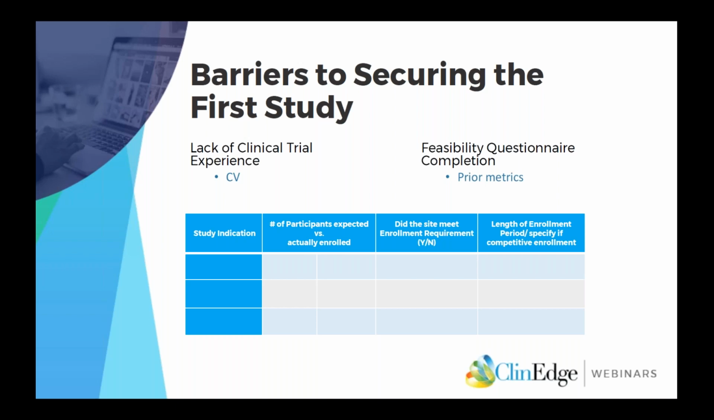The second would be just feasibility questionnaire completion as a whole. Number one issue you're going to run into here is this prior metrics question, or prior studies completed in the indication that they're reaching out for. So you're going to see a box similar to the one below. It's always referring to the study indication of the study that you're reaching out for. It's going to want to know your enrollment numbers. They want to see that you exceeded enrollment or met enrollment goals. And they also want to see the enrollment period, whether or not it was competitive, to see if you were able to exceed that enrollment.